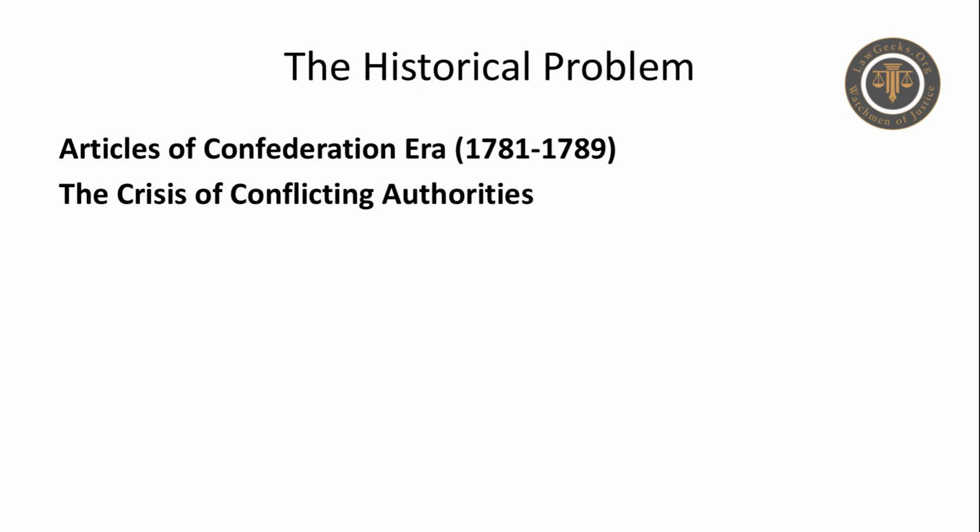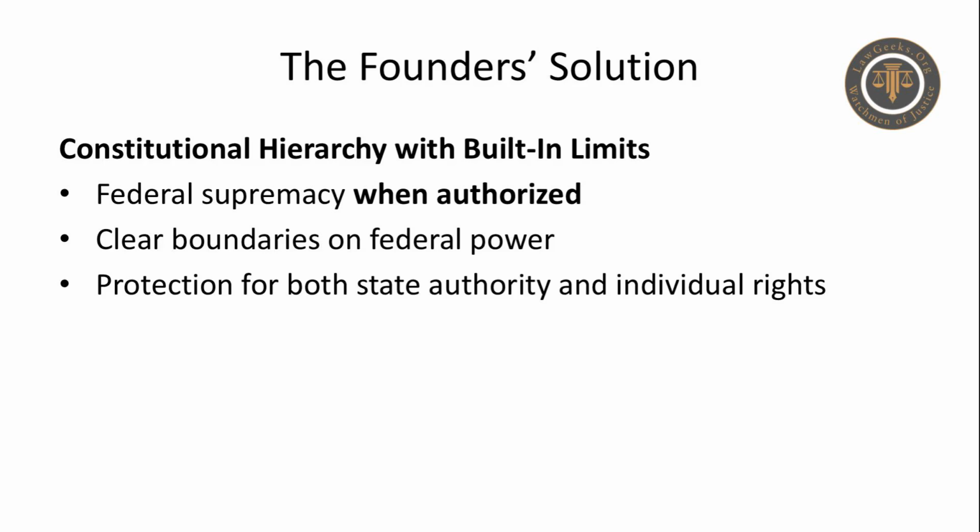But they also remembered their experience under British rule, where unlimited government power led to tyranny. So they created something brilliant: a hierarchy that grants federal supremacy but only within carefully defined constitutional boundaries. The Supremacy Clause represents the founders' elegant solution to this dual challenge. They needed federal supremacy strong enough to prevent the chaos of conflicting authorities, but limited enough to prevent federal tyranny.